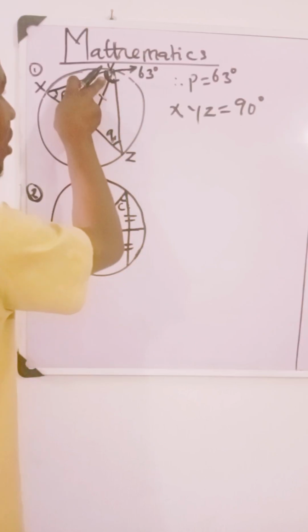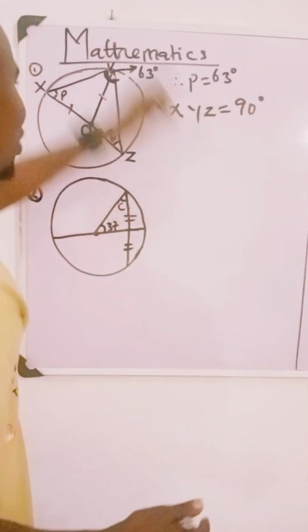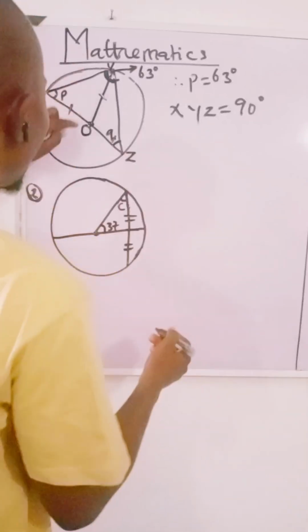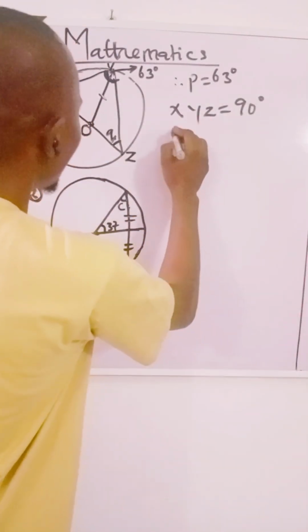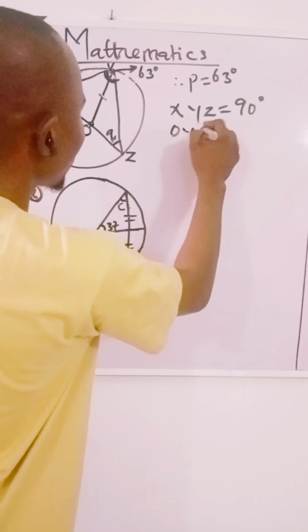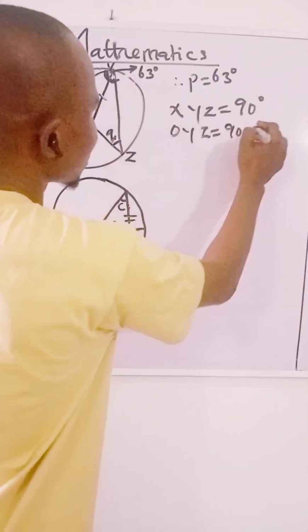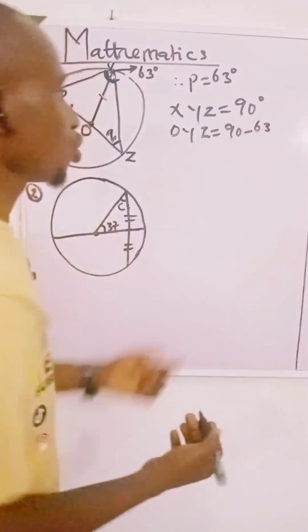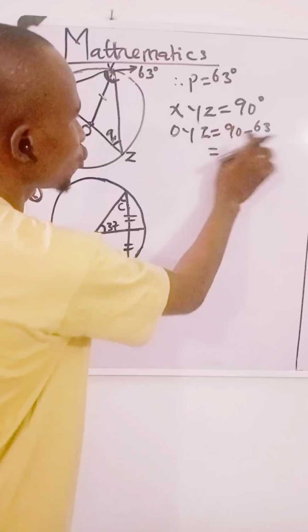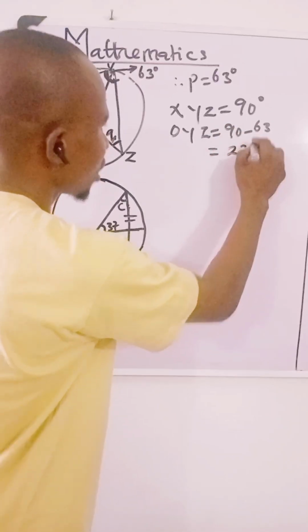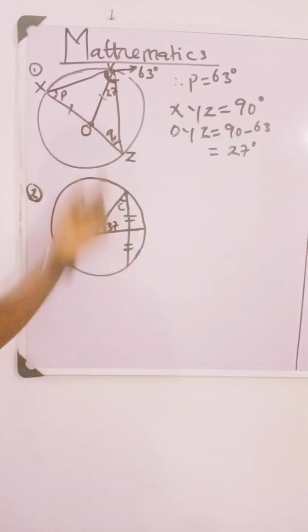And I know half of it, that is the entire angle here like this, is 90 degrees. I know half of it, which is 63. So 63 has been cut out from 90. What are you going to have remaining? That is the angle now OYZ. So angle OYZ is going to be 90 degrees minus 63. Okay, so it's going to be what? If you do this, you are going to have 27 degrees, right? Good. So this base angle now is 27 degrees.